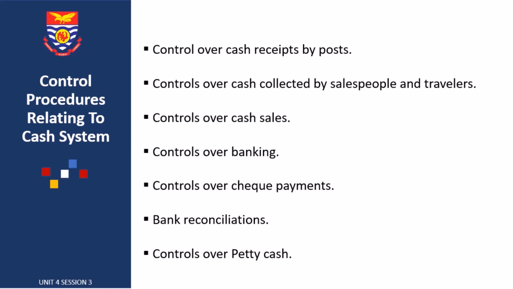Now let's look at the control procedures. What we looked at was the objective; now let's look at the procedures. So there has to be control over the cash and receipt by post. You have to have control over the cash collected by salespeople and travelers. You also have to look at the control over cash sales, over banking, over check payment, bank reconciliation, control over petty cash, and what have you. So there has to be some procedures, and under each of them, there are specific things that you are supposed to do as a control procedure.